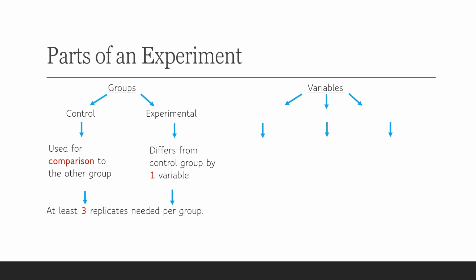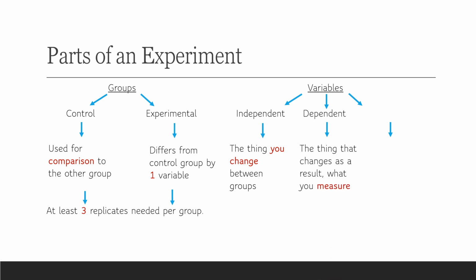It must have at least 3 replicates per group. There are variables as well in an experiment. The independent variable is the variable that we manipulate or change. I repeat, the independent variable is the variable or factor we manipulate or change. The dependent variable is the variable or factor we measure. And the controlled variables are all factors that are kept constant so that they don't affect the results.